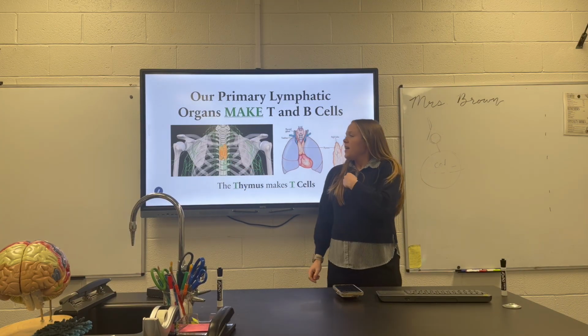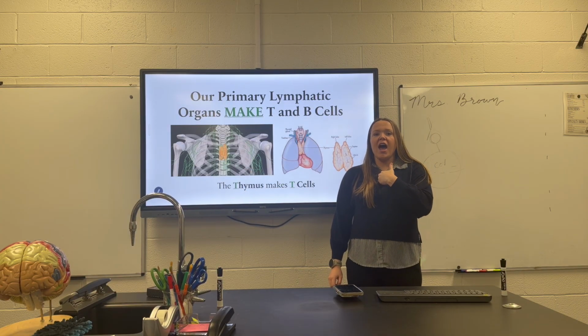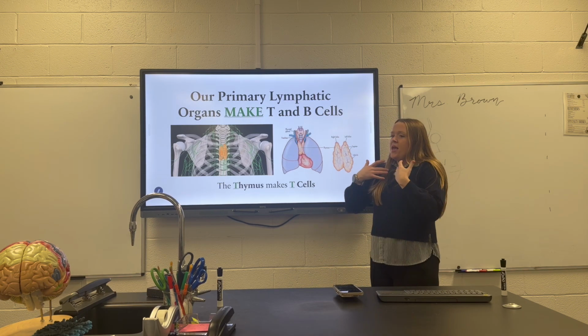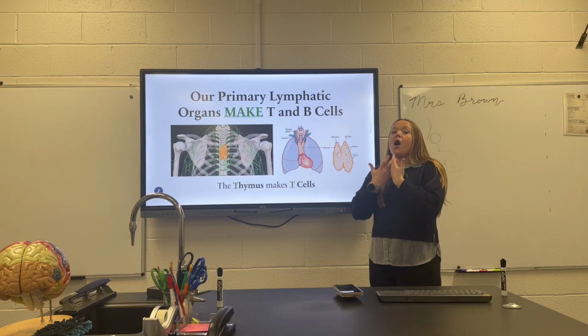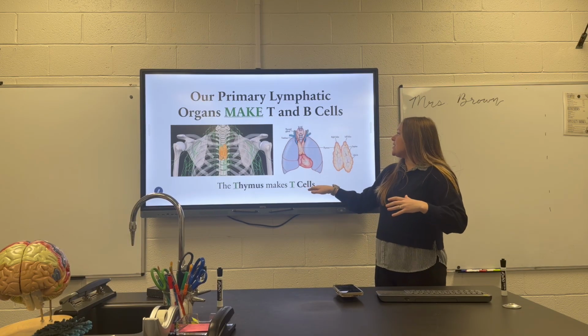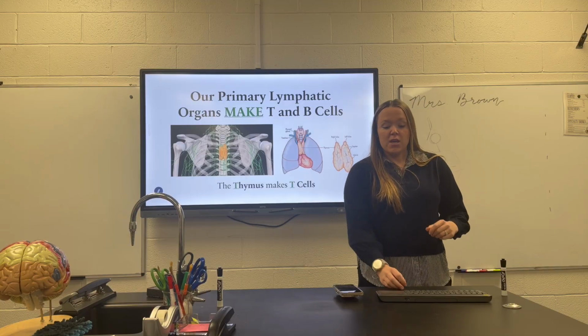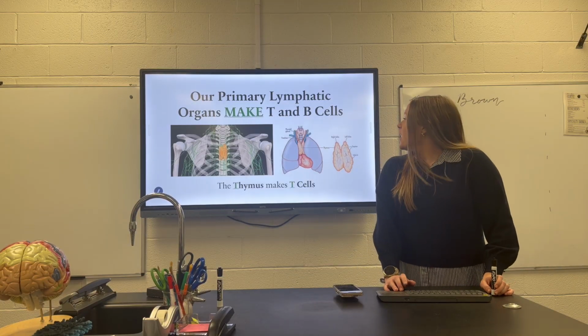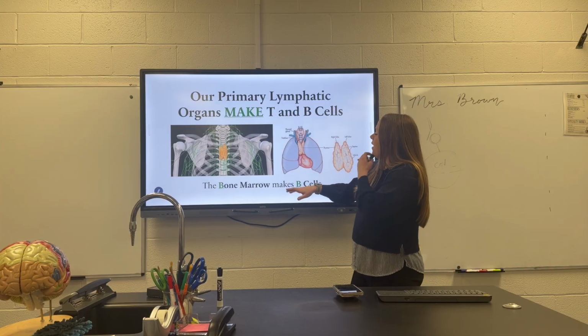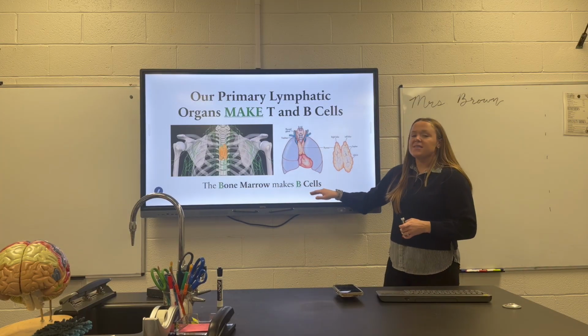Our thymus is right in the middle of our chest, underneath our breastbone, in between kind of where our lungs are and directly above our heart. So that's where our thymus is at. The thymus makes these T cells, so it produces them. So it's a lymphatic organ. The other place is bone marrow. So I didn't put a picture up here, but bone marrow makes B cells.